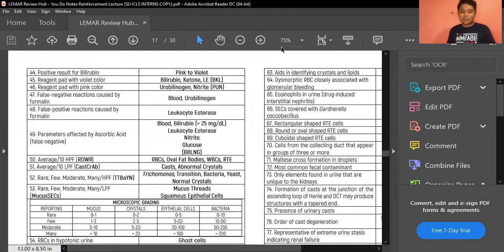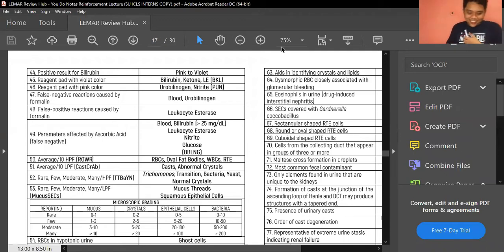RF MoMA, rare, few, moderate, many per HPF: you have TT Bayan. Next, you have RF MoMA per LPF. So you have mucous sex: mucous threads and squamous epithelial cells.